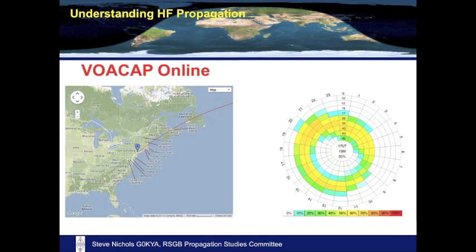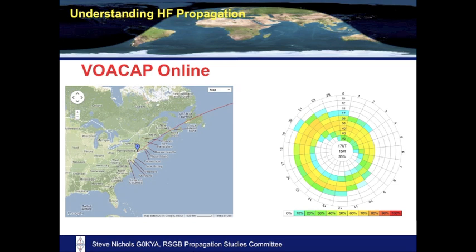VOACAP Online has another little trick up its sleeve. It can produce a chart like this one. Again, this is for New York, but it's showing us a 24-hour chart of all the bands and the probability of being able to make that contact on that particular path at any 1 hour in the 24-hour period, and the best band to work on.